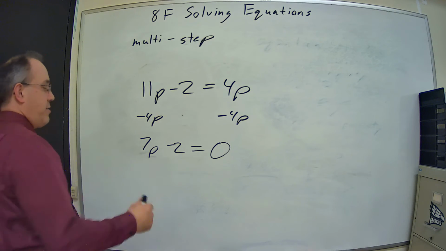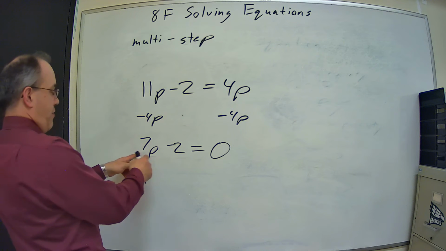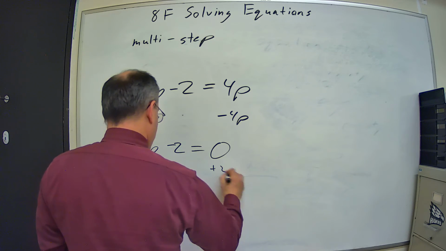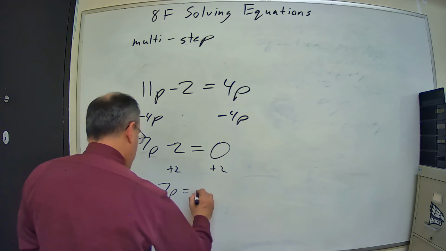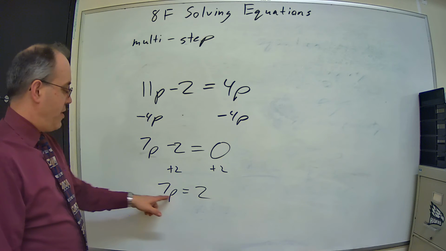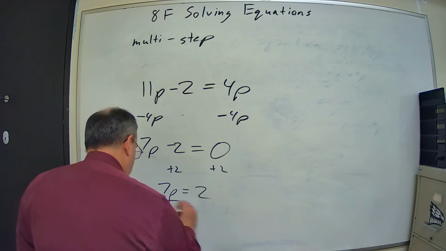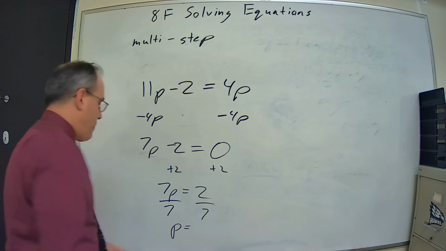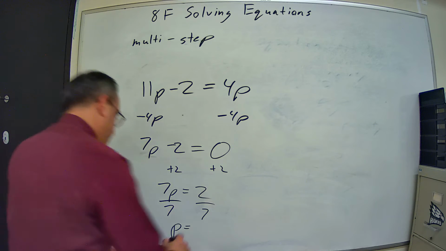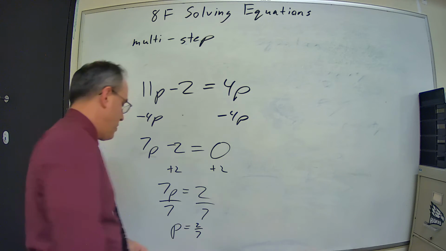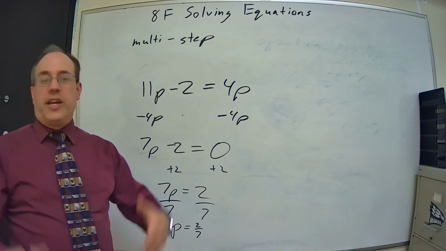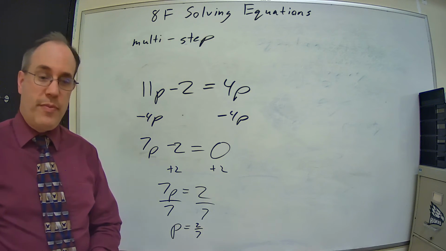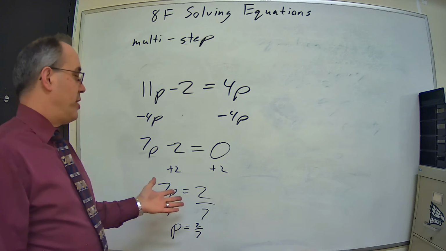And now I can continue my multi-step process. Okay, that's 7 times p minus 2, that's farthest away, so let's add 2 to both sides. So now I have 7p is equal to 2, and then I have this multiplied by 7, so divide by 7 from both sides. Divide by 7, and p is equal to 2/7. Or you can turn that into a decimal, which turns out to be a 6-digit repeating decimal. So that's one way we can do it.